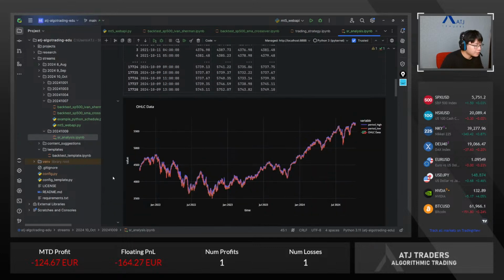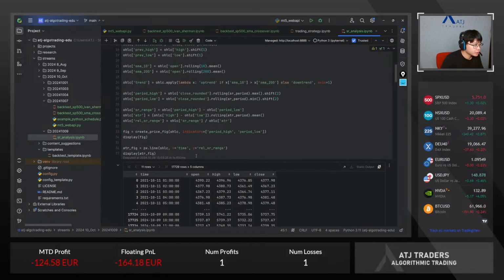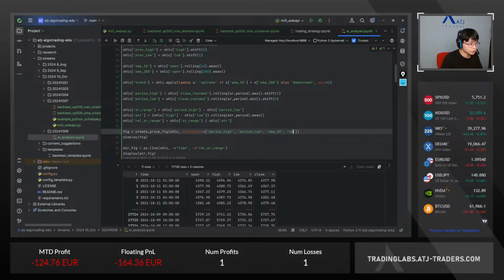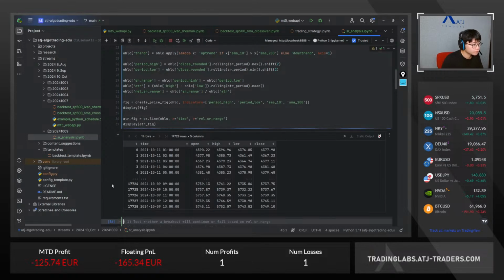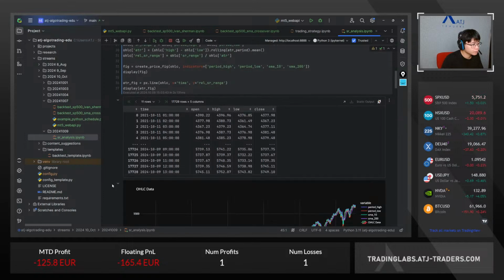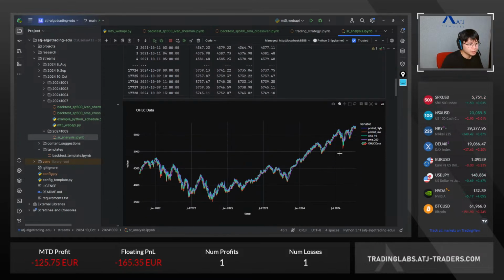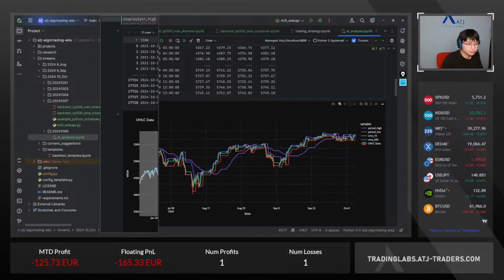So now that I have a trend filter, I can also visualize the simple moving averages in our figure. So here we have period high, low, and I can also add SMA 10 and SMA 200. Now we see our simple moving averages.